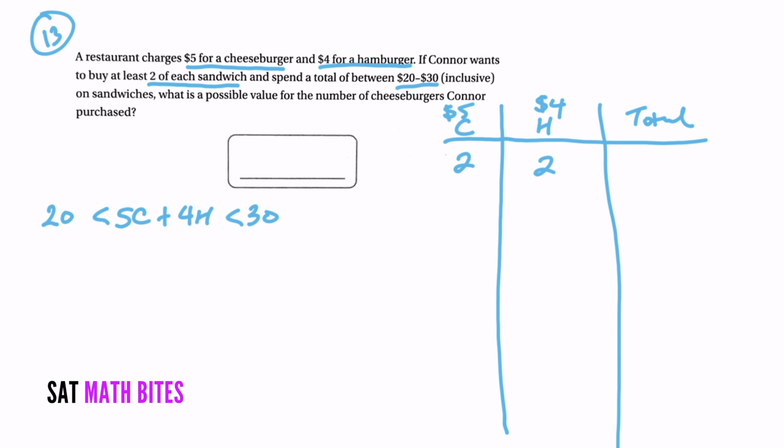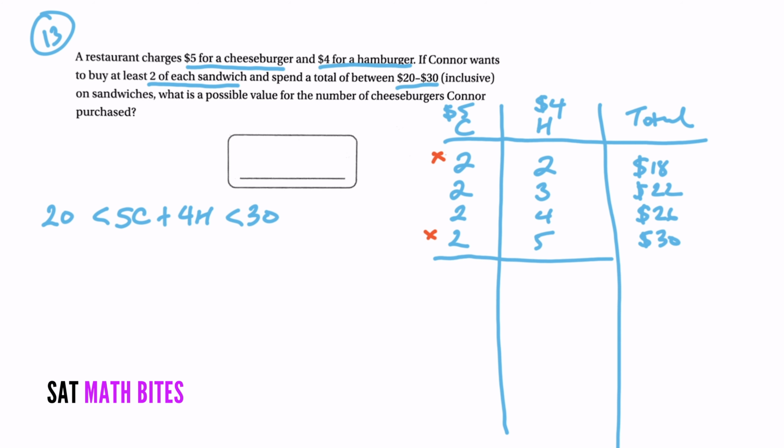So as an example, if I purchase 2 and 2, which is the minimum, that would give me 10 plus 8, which is $18. That's not enough. So if I increase the number of hamburgers to 2 and 3, that would give me $22. That's okay. 2 and 4, that would give me $26. 2 and 5, that would give me $30. So this one is not good. That one's not good, but it is possible to purchase 2 cheeseburgers.